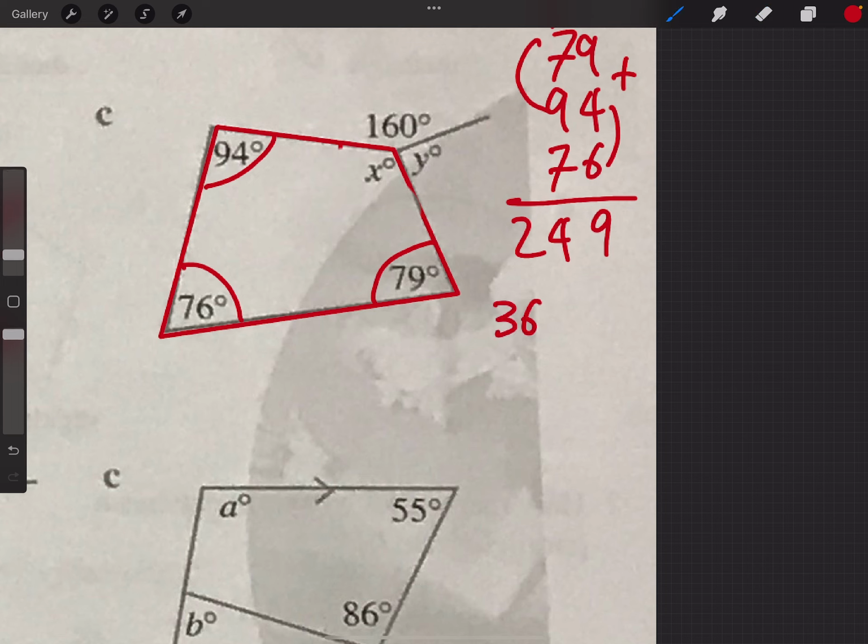Well, we do 360, take away 249. What do we get? We get 1. This will be a 5. This will be a 1. 100. So X must be 111 degrees. Now you've got to find out Y.